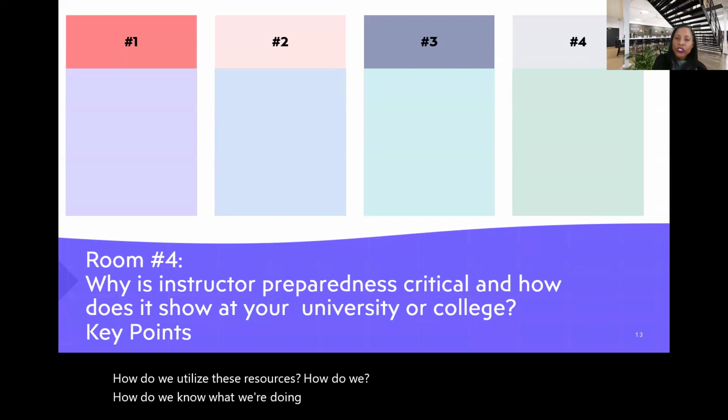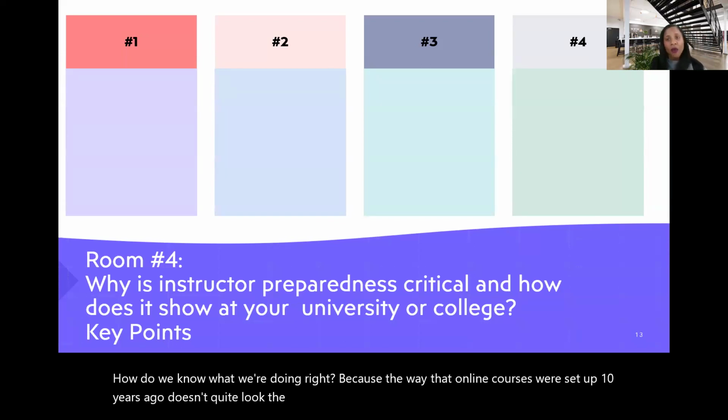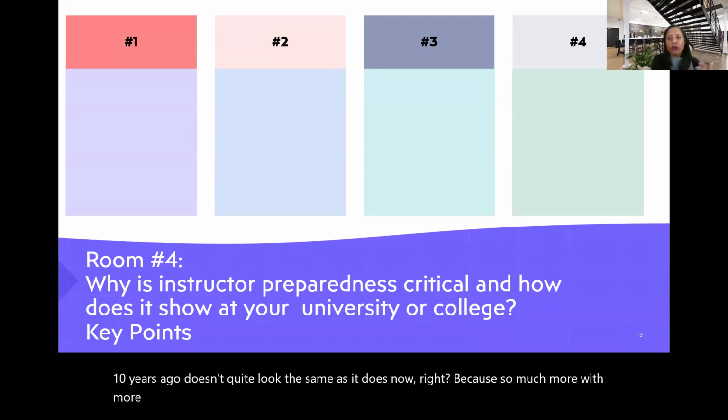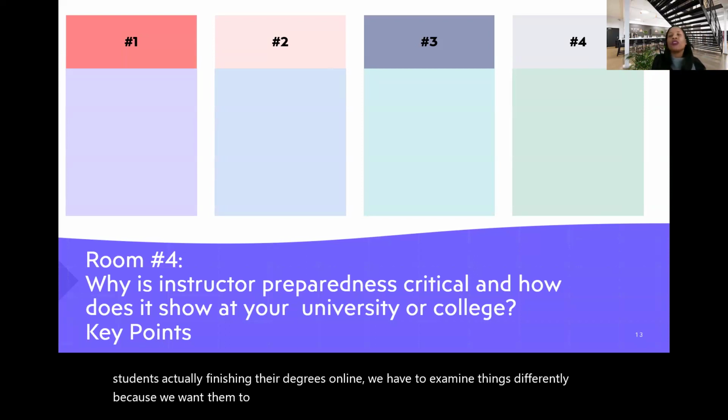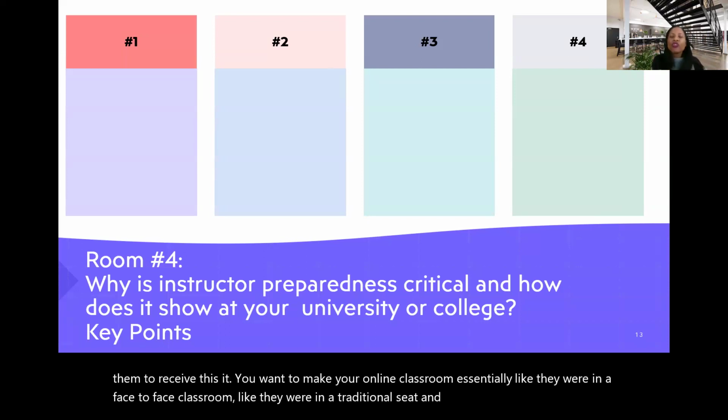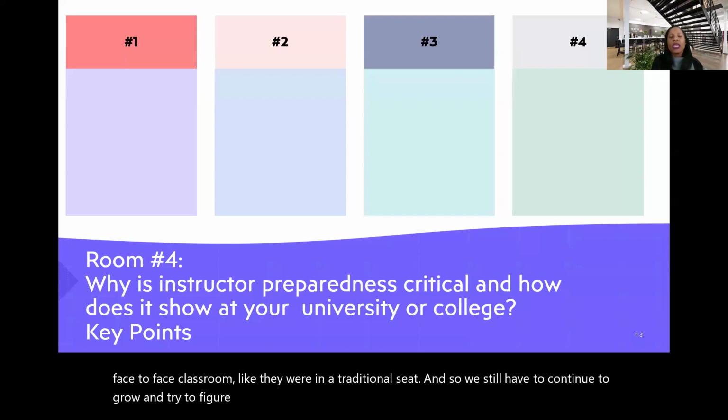Because the way that online courses were set up 10 years ago doesn't quite look the same as it does now, right? With more students getting involved, more students taking online courses, more students actually finishing their degrees online, we have to examine things differently. You want to make your online classroom essentially like a face-to-face classroom, like they were in a traditional seat. And so we still have to continue to grow and try to figure out how we do that. And we keep pushing, right?